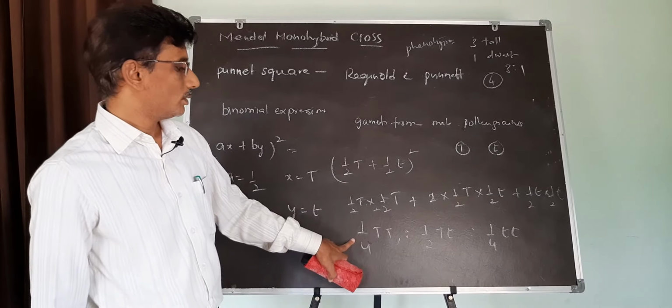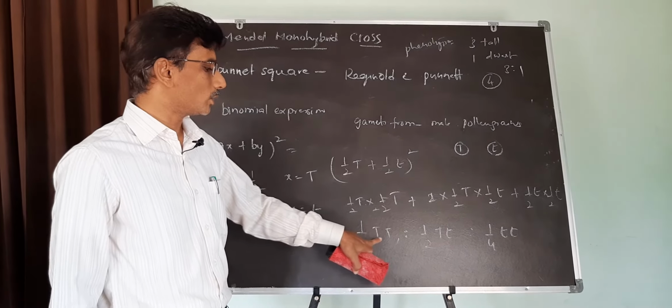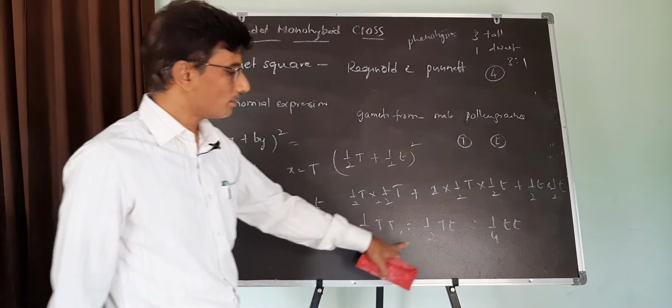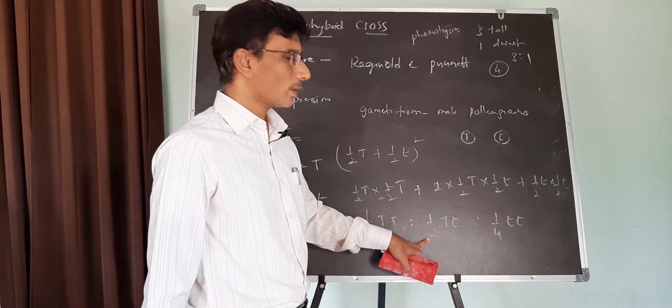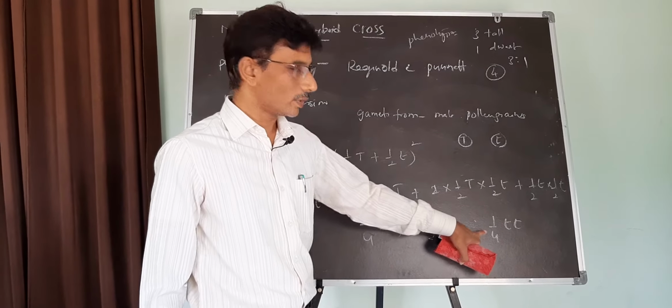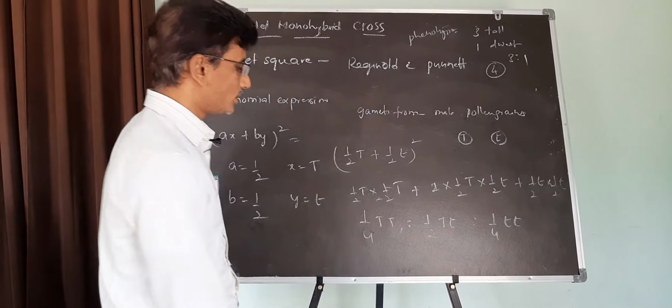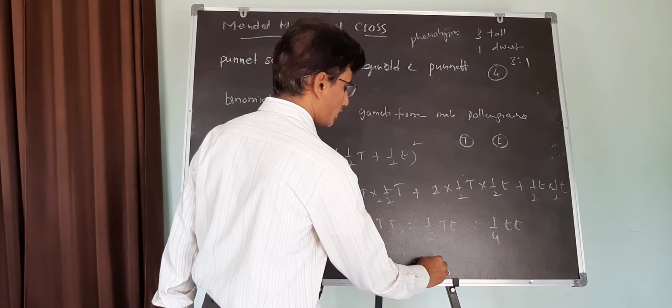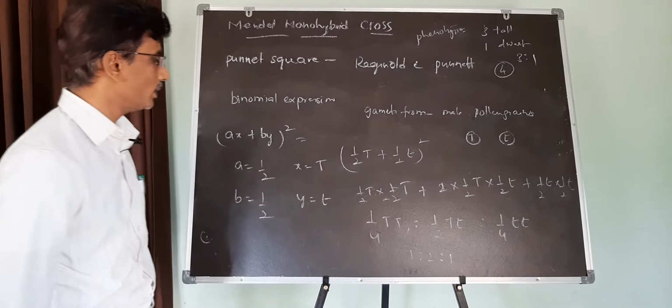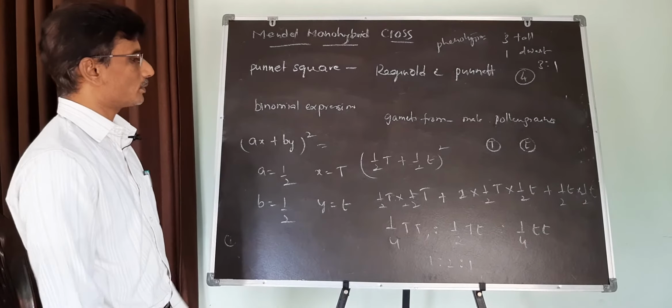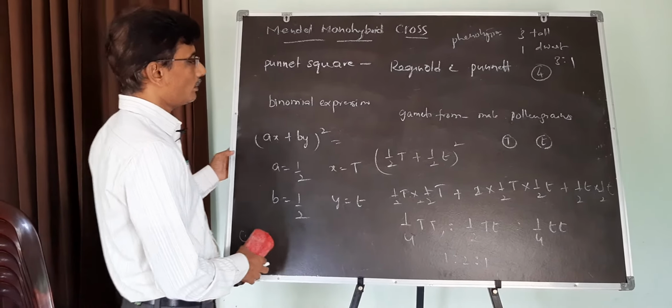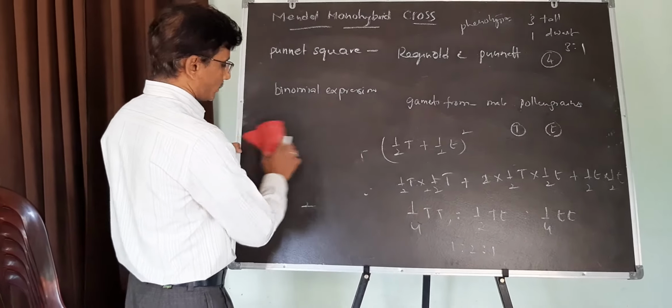So 25% of the plants are homozygous tall, 50% of the plants are heterozygous tall, 25% of the plants are homozygous dwarf plants. This is the 1:2:1 ratio that we are observing by using this binomial expression. This is the application of Mendel's monohybrid cross to mathematics.